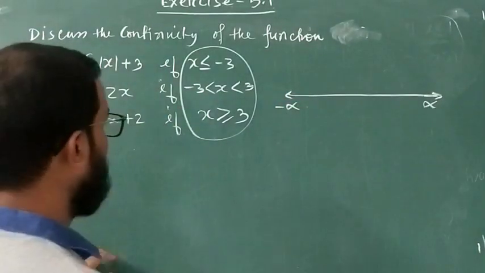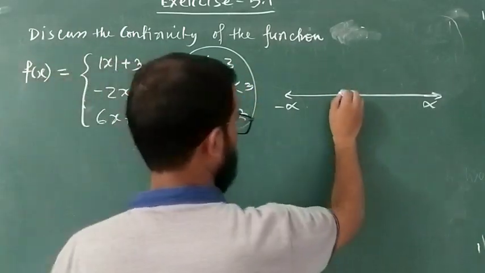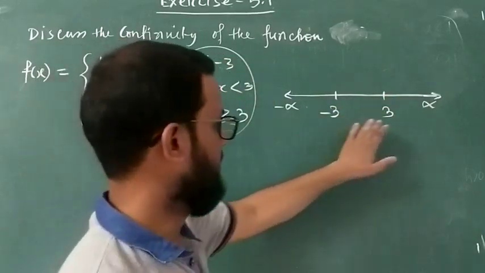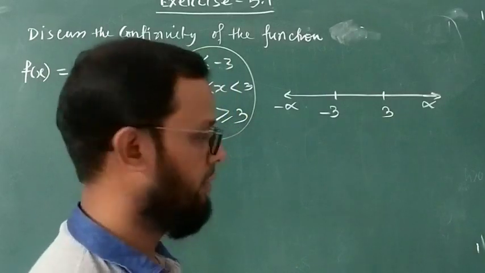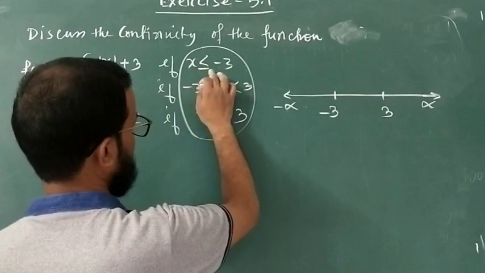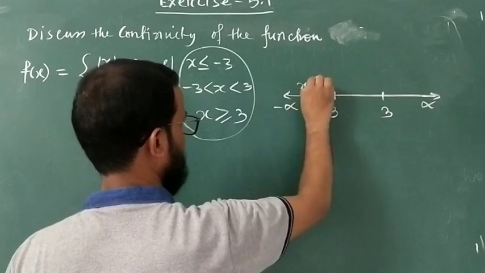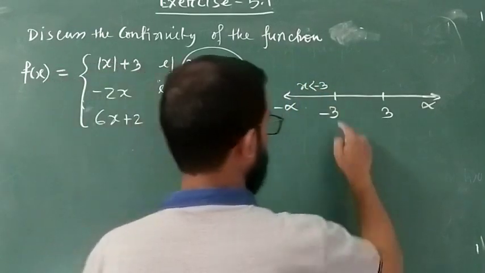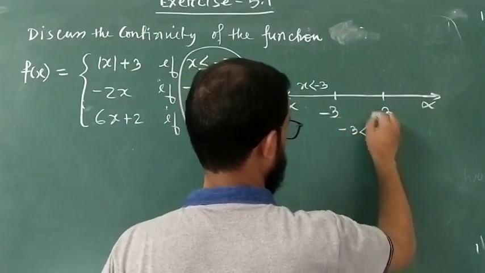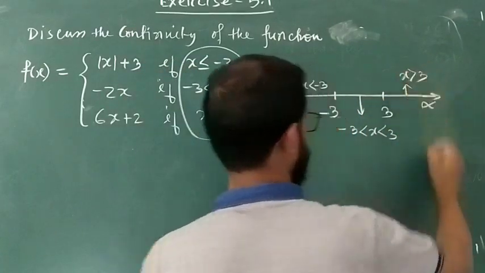Now check, there are 2 points specifically defined here, one is -3, another is +3. So let us first plot these 2 points, -3 and 3. Now -3 and 3 divide the whole real number line into 4 parts. The first condition is x less than or equal to -3, that is, x equal to -3 and less than this. In between -3 and 3 is the part -3 less than x less than 3, and this part is x greater than 3.